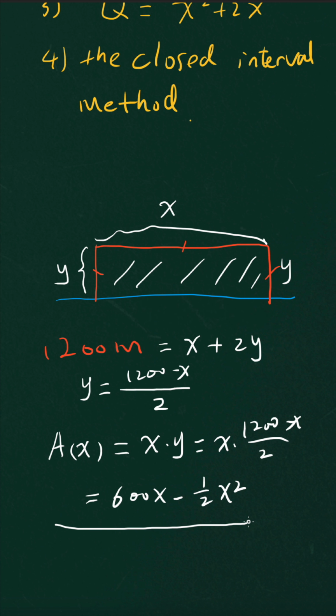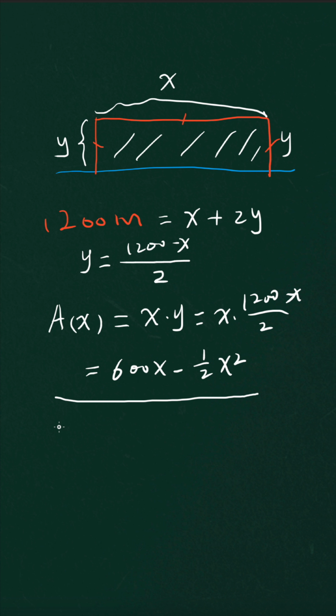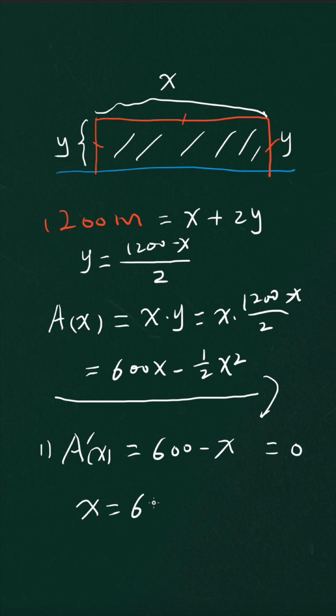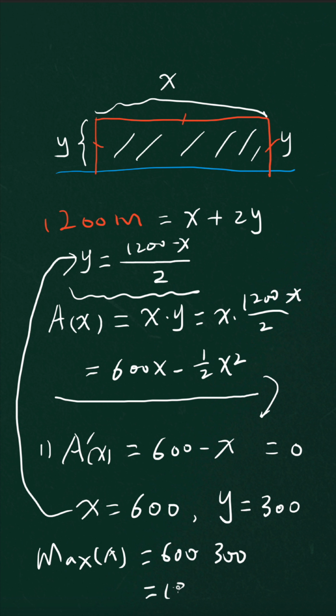Now, the problem actually asks us to find the maximum value of this function. We're going to use the closed interval method. First step, we have to find the derivative of A(x), right? So the derivative of A(x) is equal to 600 minus x. When the function A(x) has the maximum or minimum value, then the derivative of A(x) should be 0, and this one should be 0 when it has a maximum. Then x has to be 600, and then y should be 300. If you put x into this function over here, then it's easy for you to find the value of y. The maximum value of A is 600 times 300, which is 180,000.